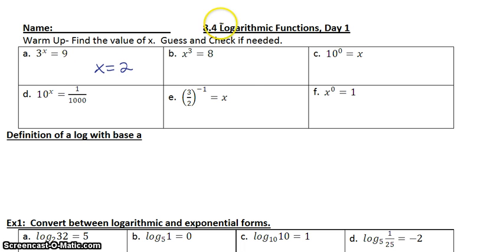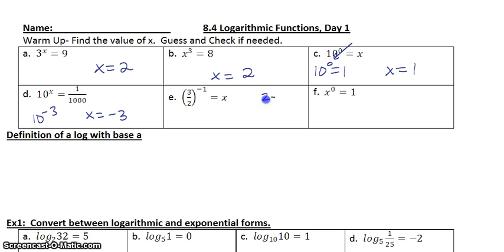For A, x is 2. For B, x is 2. For C, x is 1. Did you all know that one off the top of your head? Remember from chapter 7, anything to the 0 power is equal to 1. D, did anybody get this one? It's actually -3. To make it so that I have a number in the bottom of a fraction, I got a negative exponent. Try it in your calculator if you don't believe me.